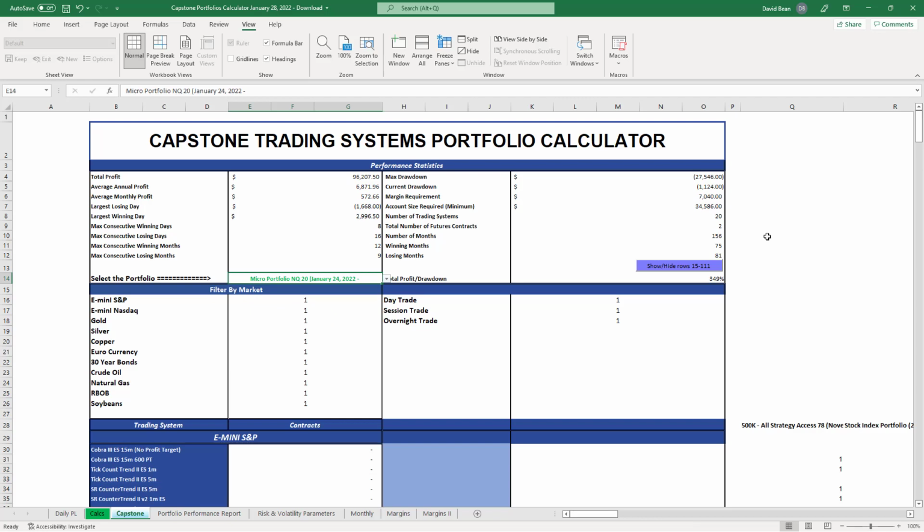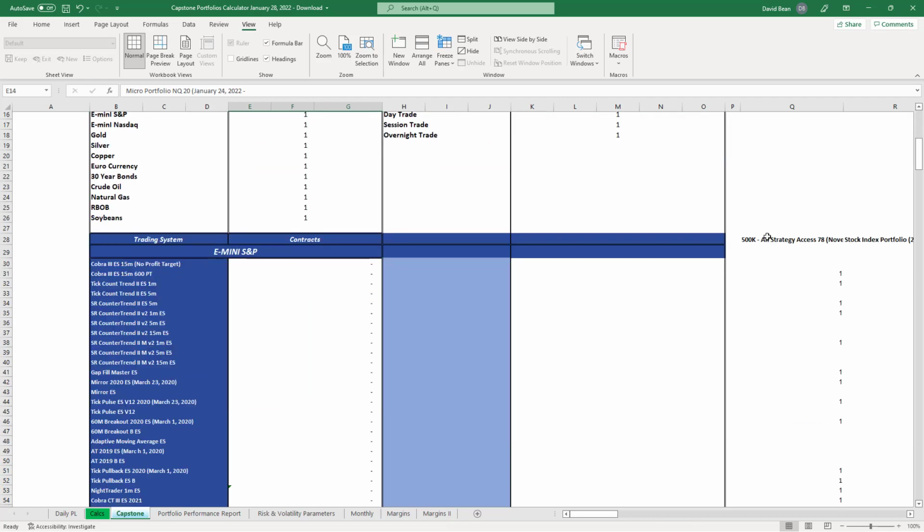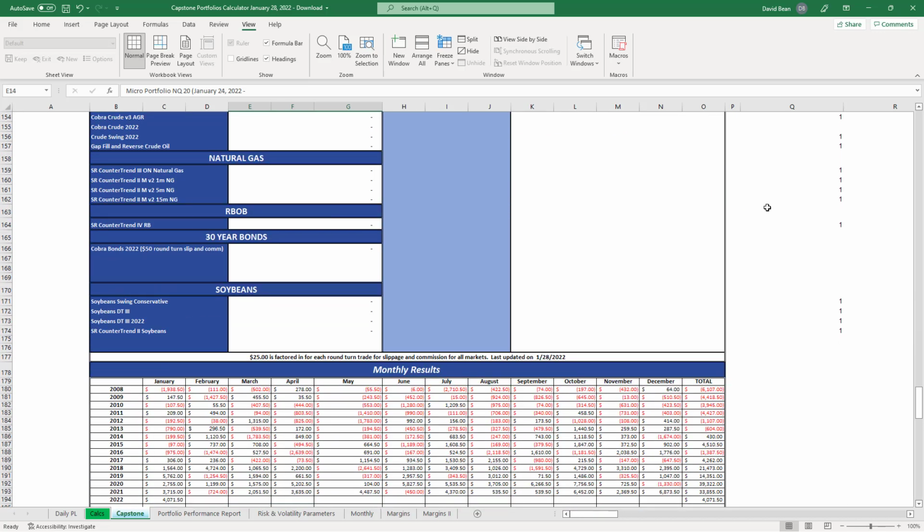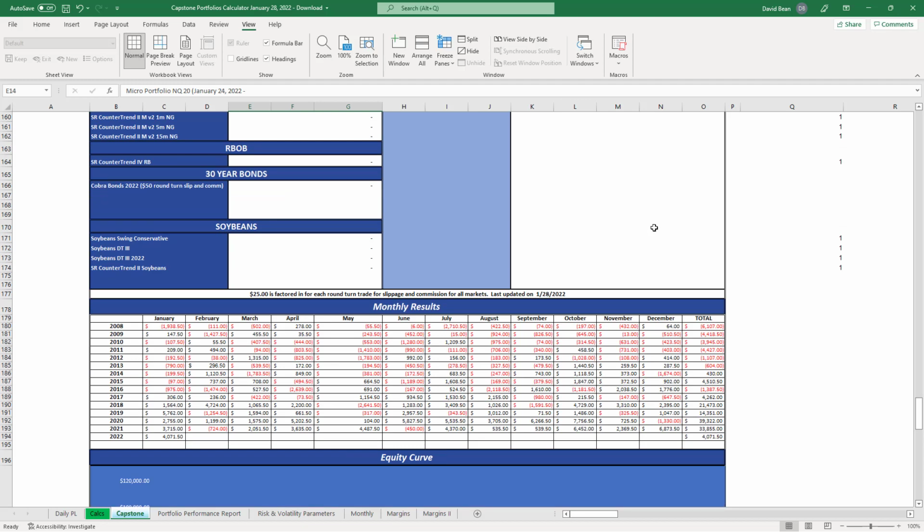And here is the micro portfolio. This is a highlight of the week, a transitional week as we transition to this. It includes 20 micro Nasdaq strategies, and we're trading 1 unit per 50K in the 50K portfolio, and then 1 unit per 100K in the 200K portfolio. So 2 units in the 200K portfolio.